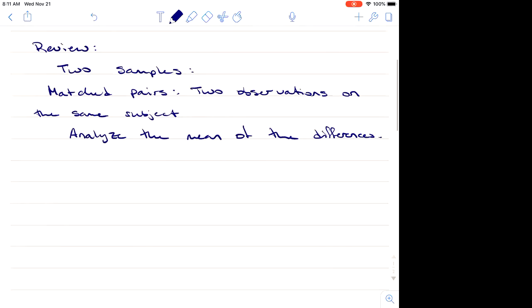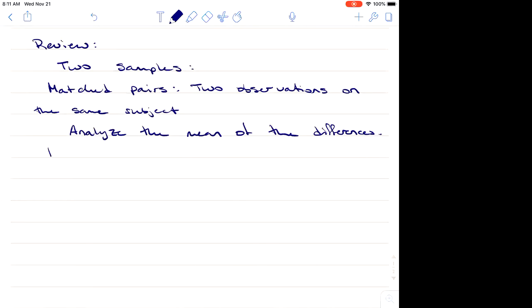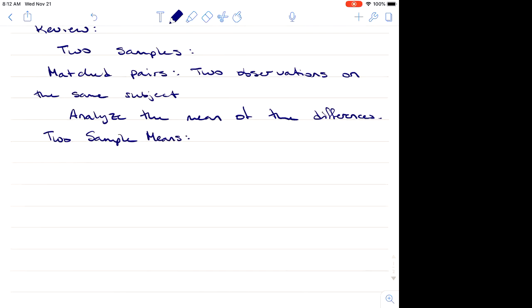So now, or we can have just 2 samples, 2 sample means, where we have just 2 independent samples.